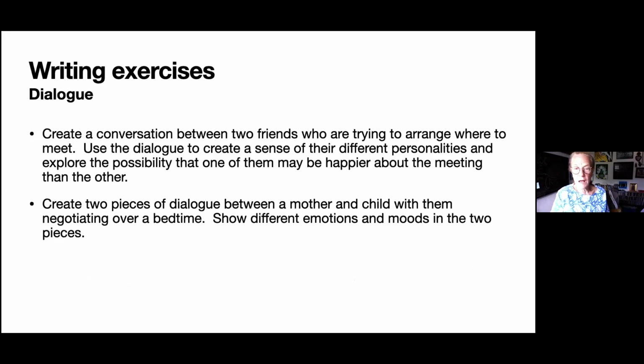Create two pieces of dialogue between a mother and child, with them negotiating over a bedtime. Show different emotions and moods in the two pieces. So think of two different scenarios with a mother and child. How's it going? What's happening? What are they doing? What are they sharing? Are they angry with each other? Are they happy? Are they cuddling? Are they reading a book? Is she desperate to get the child to sleep for any reason? And is the child desperate to stay awake for any reason? And have them show the reader through the dialogue the way that they're talking to one another.